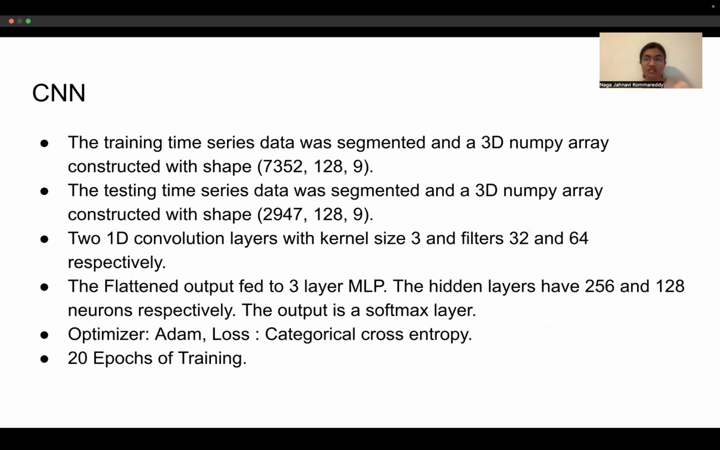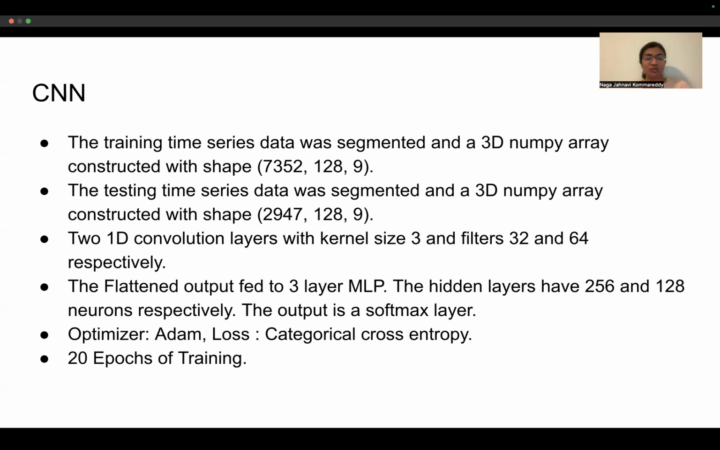So the first architecture that we explored is the convolutional neural network. For this, we have segmented the time series data and constructed a 3D NumPy array with this shape, where the first dimension, that is the 7,352, represents the number of segments, and 128 is the length of each segment, and 9 is the number of features. Similar segmentation is performed for the testing data as well, and this input is passed to the first part of the architecture, that is the 1D convolution layers with kernel size 3 and filters 32 and 64 respectively.